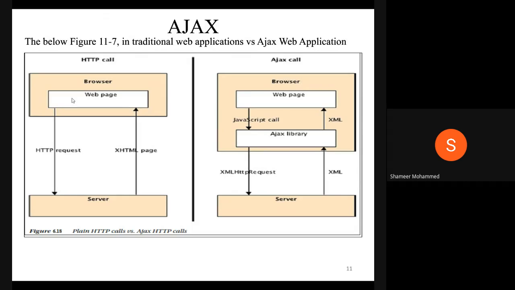This is the normal call. You type the value, press the button, the data goes to the server, then the server will give you the new page, maybe like page2.xhtml. But here, when you implement this Ajax, your data will go to this library. The library will send an XML HTTP request to the server. Then the server will reply back using this XML data that you are going to display in this web page. So this is the difference.